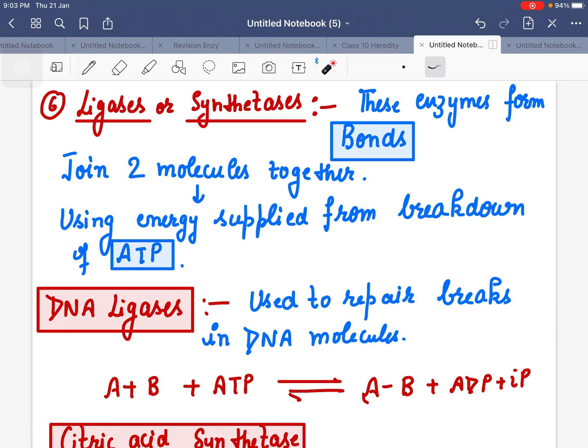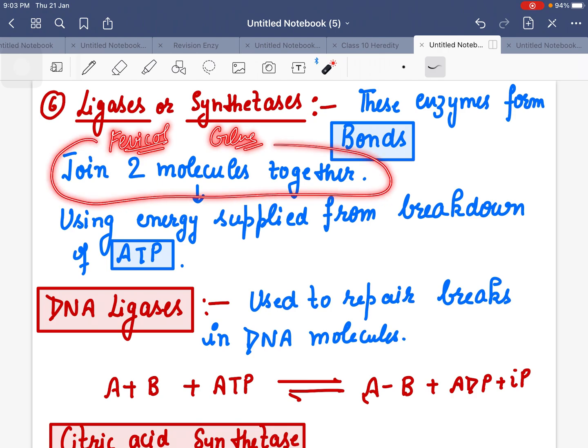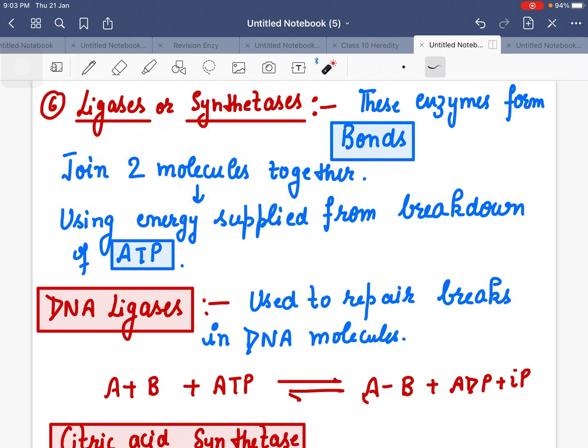The last one is ligases or synthetases. Ligases work like your Fevicol. They work as a glue. They help in joining two molecules together. So basically, how do you join two molecules? I have to join this A plus B. I have to join them.